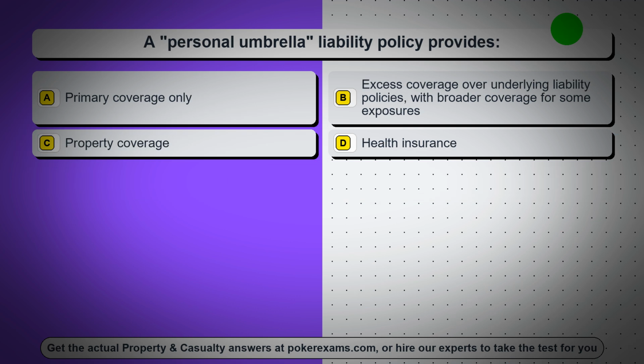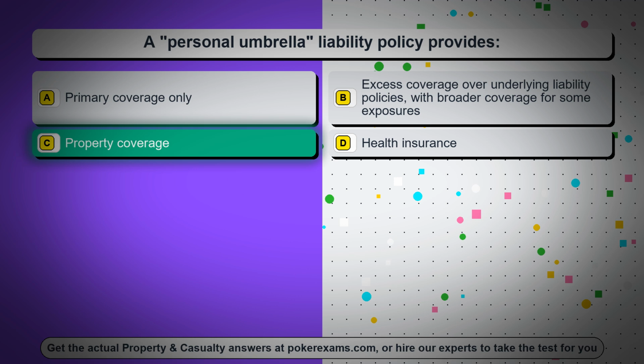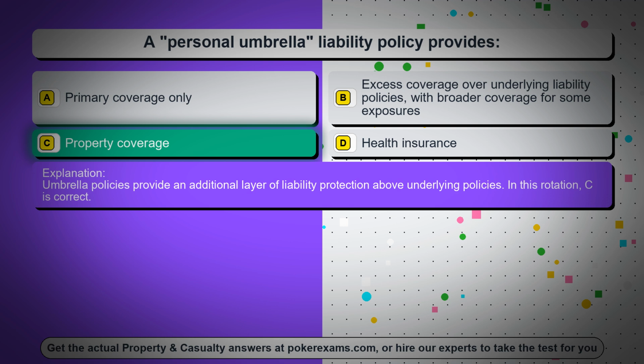Question 99. A personal umbrella liability policy provides: Option A, primary coverage only. Option B, excess coverage over underlying liability policies, with broader coverage for some exposures. Option C, property coverage. Option D, health insurance. The correct answer is option C, property coverage. Umbrella policies provide an additional layer of liability protection above underlying policies. In this rotation, C is correct.